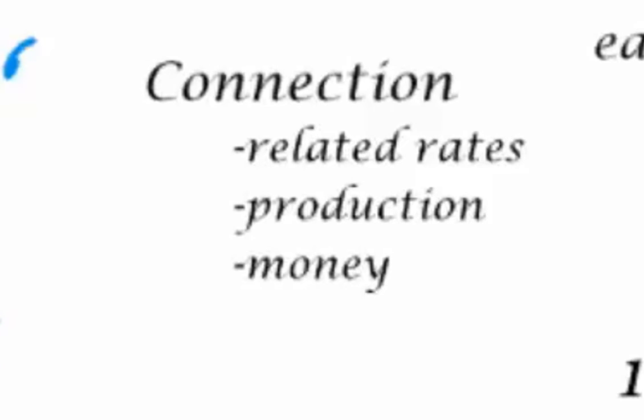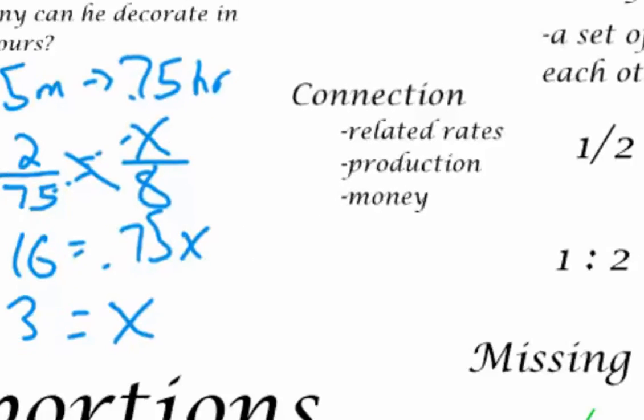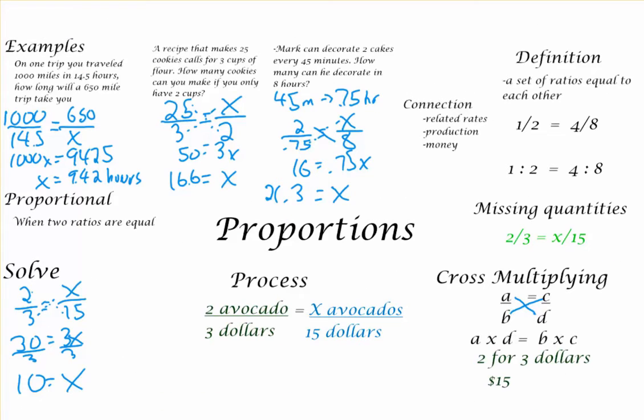Proportions are incredibly important when it comes to thinking about related rates, when it comes to thinking about production, and when it comes to thinking about money and comparing money and time, other important scenarios.